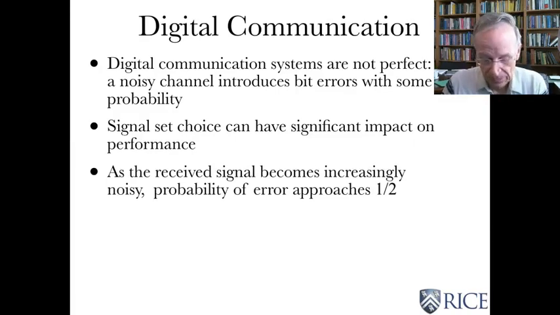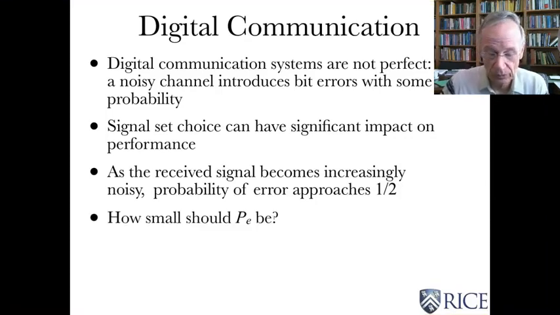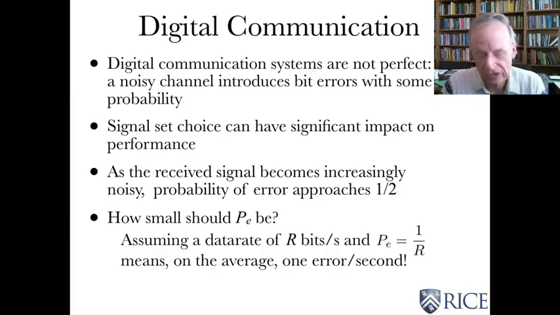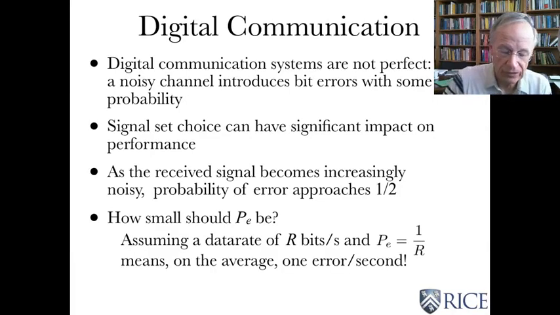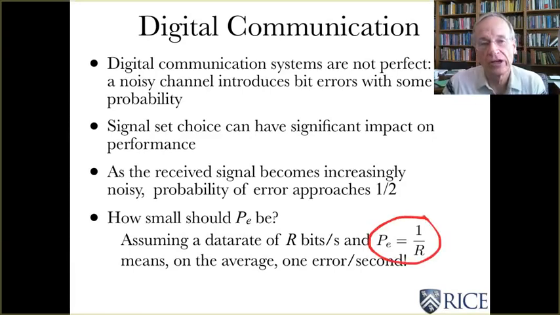Now, I would point out that the worst probability of error you get is a half. It turns out the probability of error should never be worse than a half, which I guess is reassuring. But how small should PE be? So let's think about this. Suppose you have a data rate of R bits per second, and let's assume for simplicity that the probability of error is 1 over that rate.